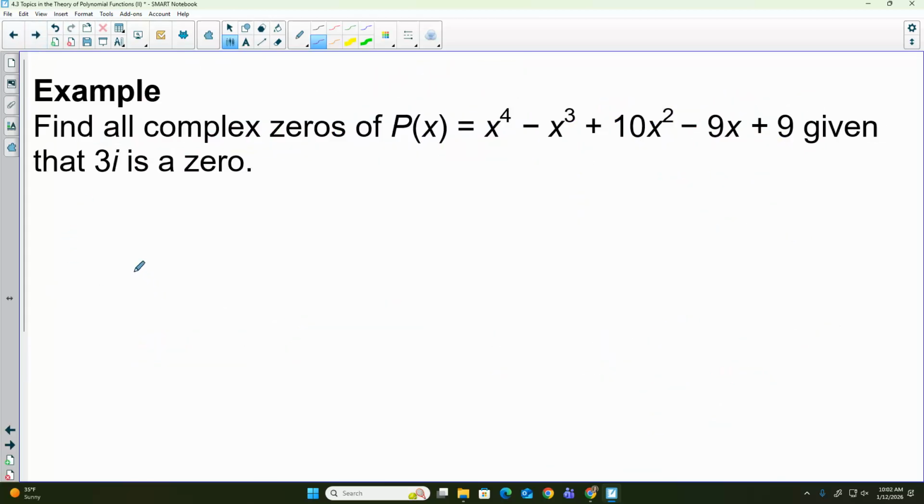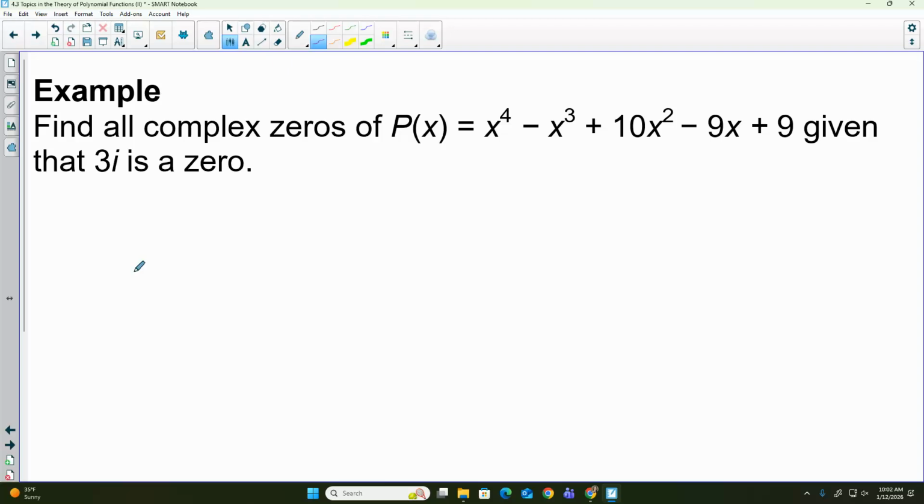Remember last week, we were factoring our polynomials and I would give you the first 0. We're doing the same thing, but this time the first 0 is an imaginary number. Okay, so I want to find all the complex zeros. If I say they're complex zeros, that means they could be real numbers, they could be imaginary, or some of both.